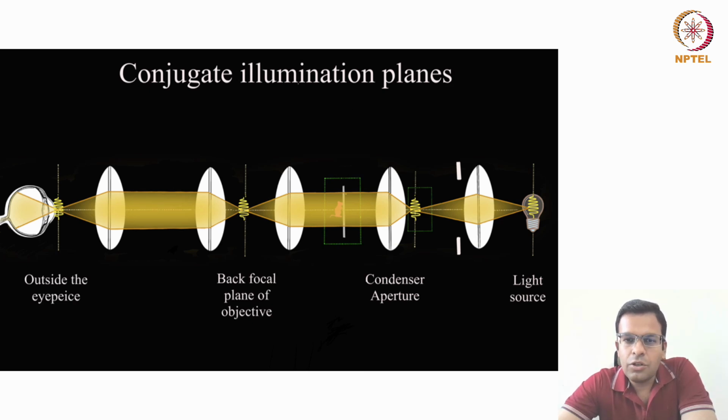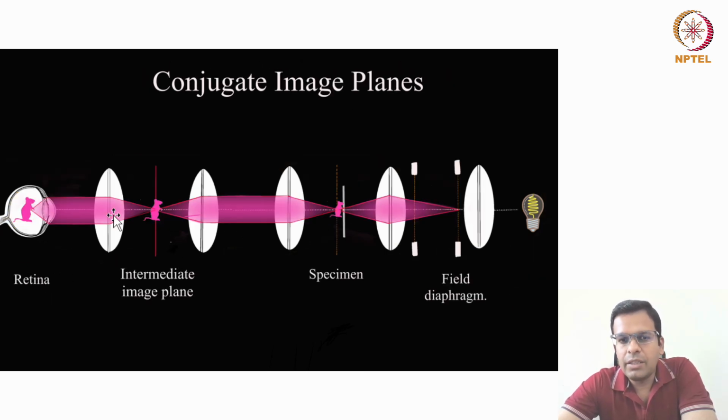Now let us see the conjugate image planes, on which planes the images are formed. So see, this is the sample. Then those sample rays merge again at this position. This is known as the intermediate image plane, and then further they merge on the retina of your eye. So here the image formation takes place. So you will see the magnified image of the object and not the filament of the bulb.